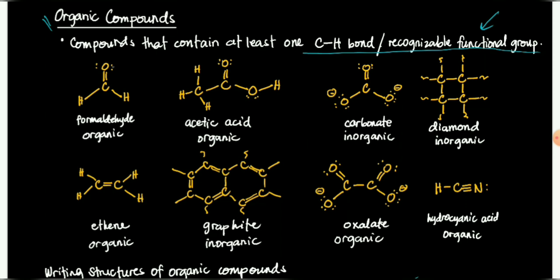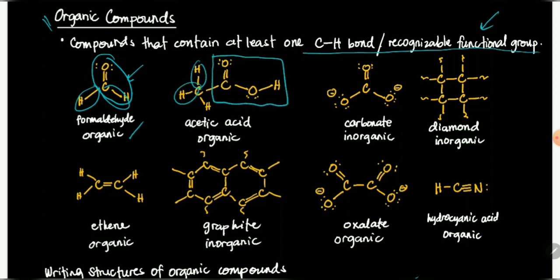Okay? So for the first example, we have formaldehyde. So yung formaldehyde, meron siyang aldehyde functional group and meron siyang dalawang CH bonds. So therefore, formaldehyde is organic. So yung acetic acid, meron siyang carboxylic acid functional group at tatlong CH bonds. So therefore, acetic acid is organic. Okay? So carbonate contains 3 CO bonds. So hindi natin siya pwedeng i-consider na carboxylic acid like yung acetic acid. Tapos wala rin siyang CH bonds. So therefore, carbonate is inorganic.